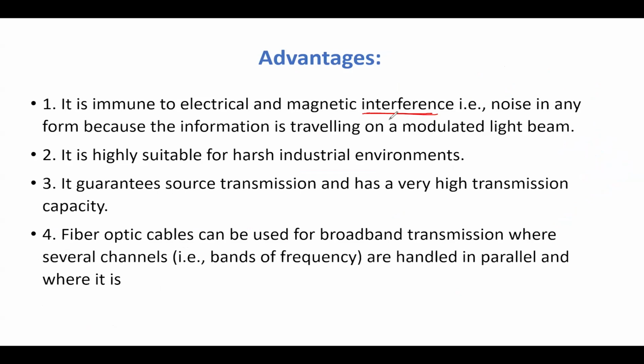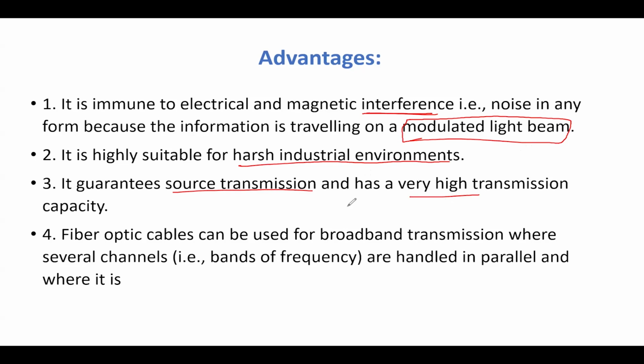Any electrical or magnetic interference will not bother this. Why? Because here the data is transferred in the form of light. Noise in any form cannot interfere, because the information is traveling in a modulated light beam. It is highly suitable for harsh industrial environments. In industries where they use a lot of electrical and magnetic equipment, you can use optical fiber. It guarantees secure transmission and has a very high transmission capacity.